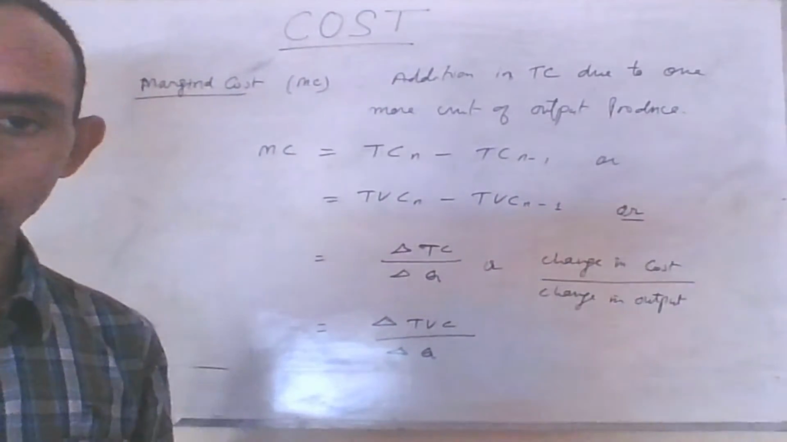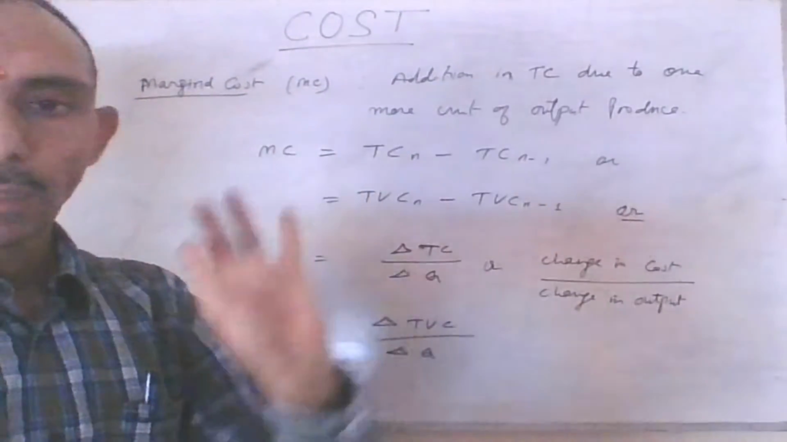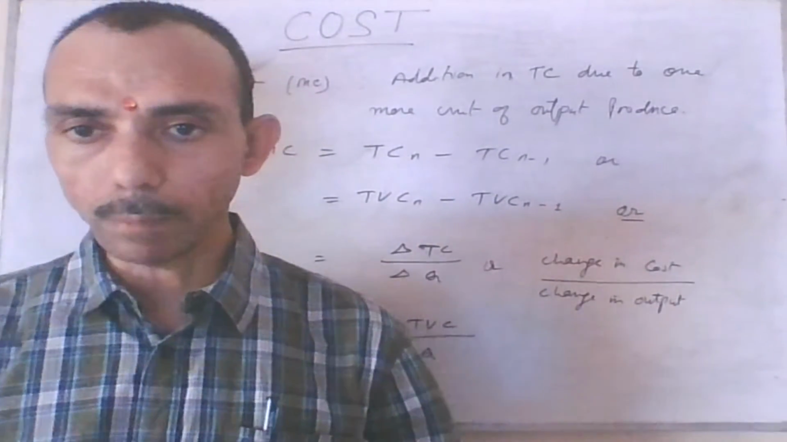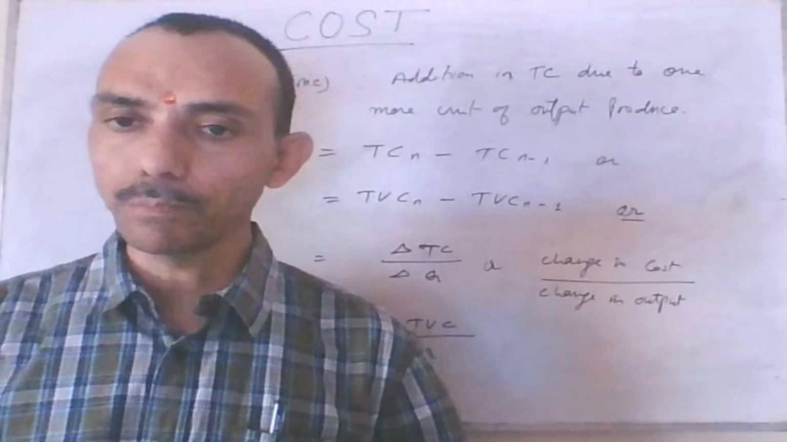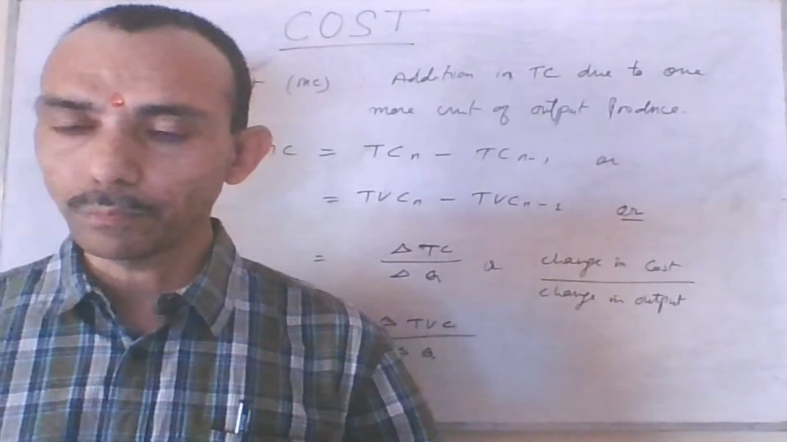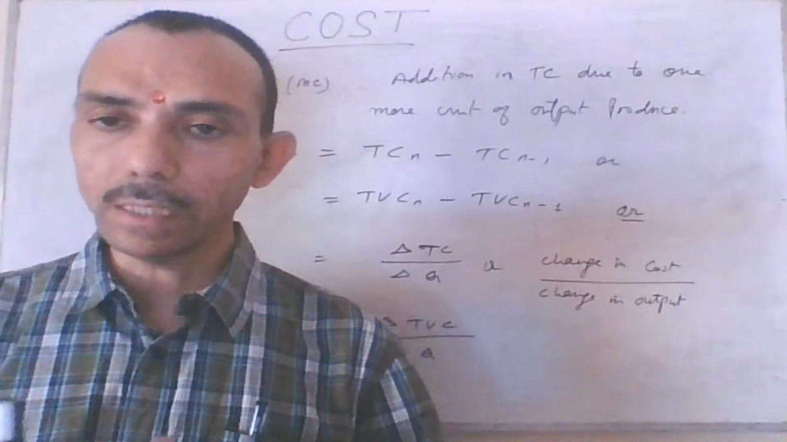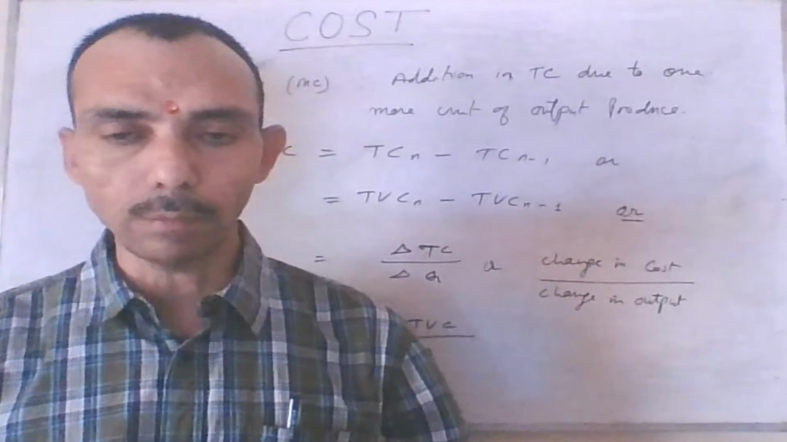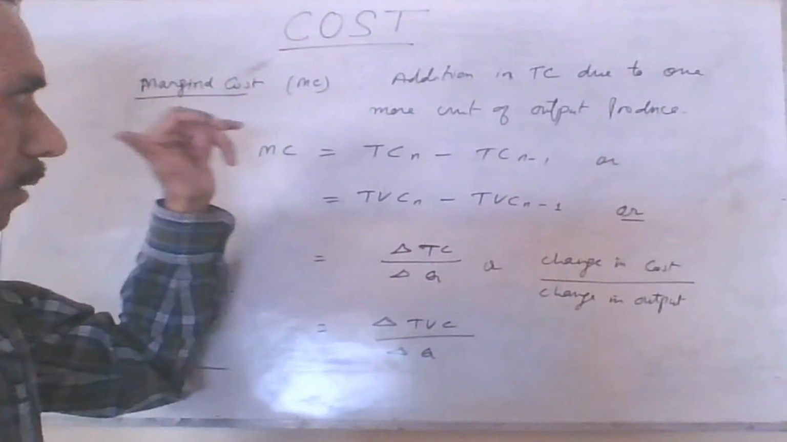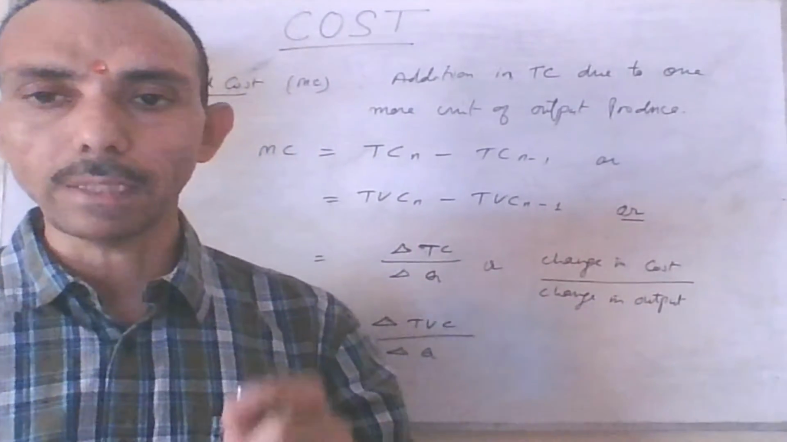So what is marginal cost? Marginal cost is the addition in total cost due to one more unit of output produced. Remember, marginal cost is affected by the change in the variable cost alone. Marginal means the changes, and fixed cost remains unchanged at all levels of output produced in the short run. Marginal cost is addition in total cost, and fixed costs do not have any addition in the short run. It remains the same. Addition in what? Addition in the variable cost alone. So marginal cost is the change in the variable cost alone, affected by the variable cost alone.